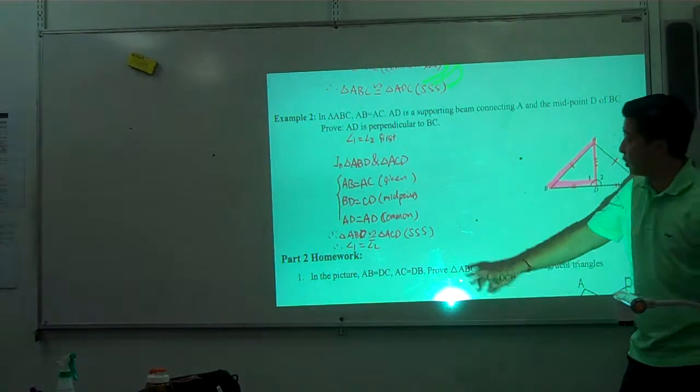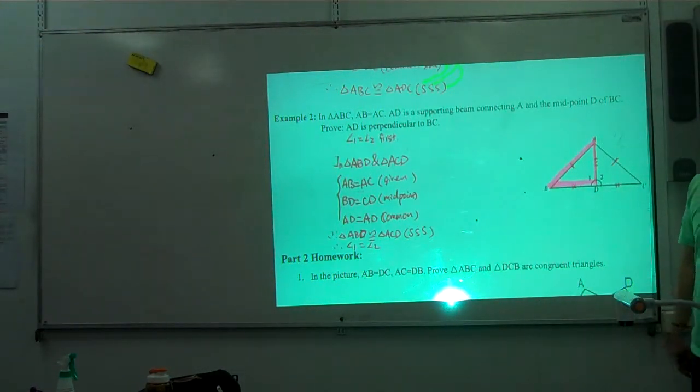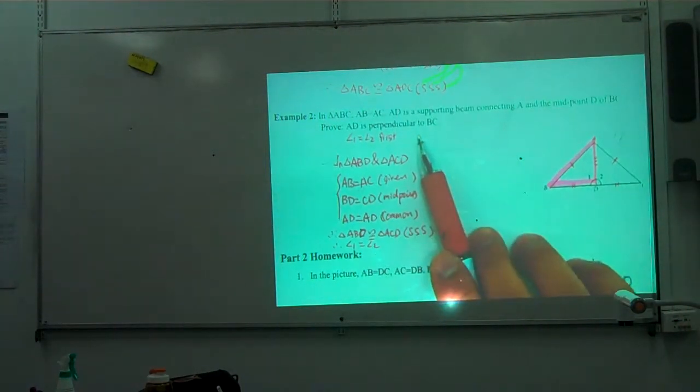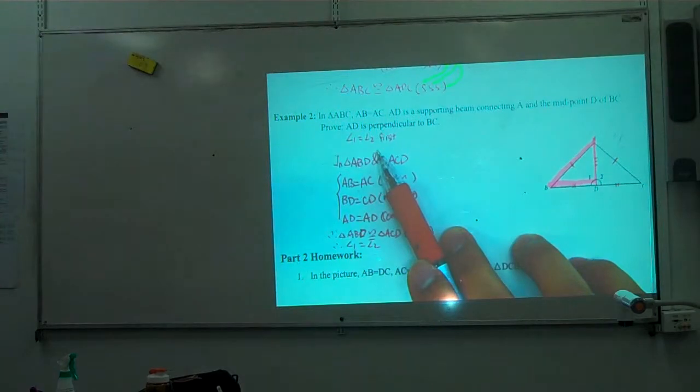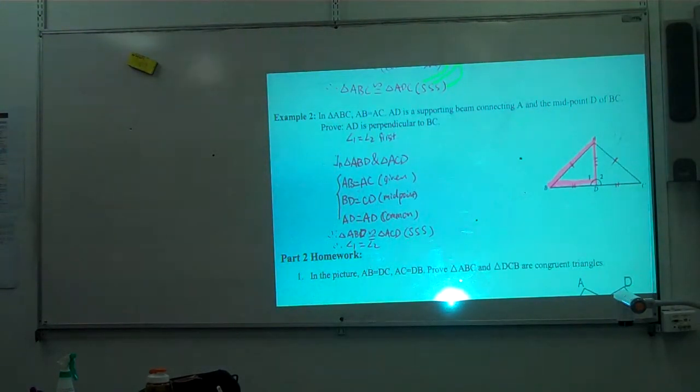Not all questions ask you to prove congruent. Maybe they ask you to prove angles are equal. Let's have a look at this one. So we prove angle 1 equals angle 2. Is AD perpendicular to BC? Firstly, tell me what is perpendicular? 90 degrees, which means angle 1 and angle 2 should be 90.